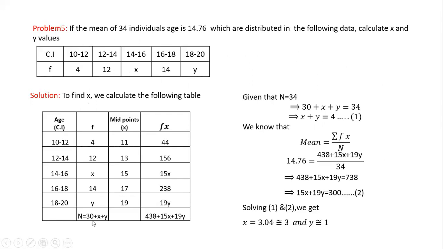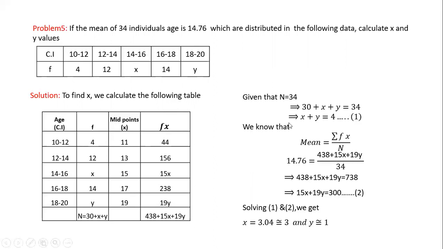The total number, capital N, equals 30 plus x plus y. Now the midpoints are 11, 13, 15, 17, 19. Now we move to f into x: 44, 12 into 13 is 156, x into 15 is 15x, 238, y into 19 is 19y. So total f x is equal to 438 plus 15x plus 19y. Given that capital N equals 34, 30 plus x plus y equals 34, so x plus y equals 4. That gives one equation.